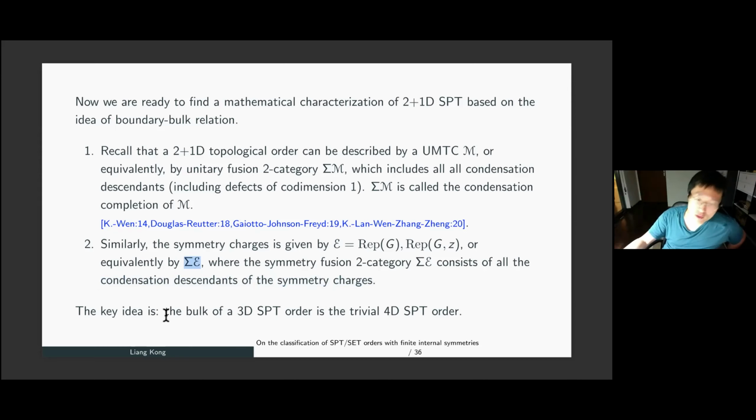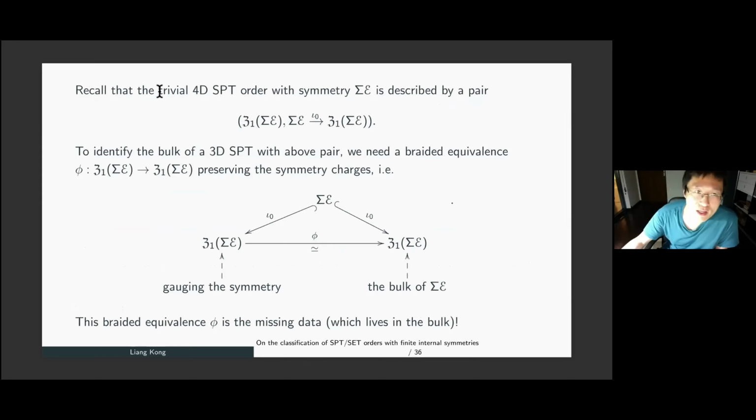Now the key idea, let me remind you again: the bulk of a 3D SPT order is the trivial 4D SPT order. Now we can state what's going on. Recall that a trivial 4D SPT order is given with the symmetry sigma E. Because it is one dimension higher, I need to find all the condensation descendants of the symmetry. So after adding the condensation descendants, the symmetry charge has higher dimensional symmetry charges now. It's not just a point-like particle given by Rep G. It's given by higher dimensional condensations of the symmetry charge, called sigma E. Now the idea is similar to before. How do we describe the trivial one? Remember, the trivial one is the Drinfeld center of the symmetry charge. That's the canonical minimal modular extension. Do you remember?